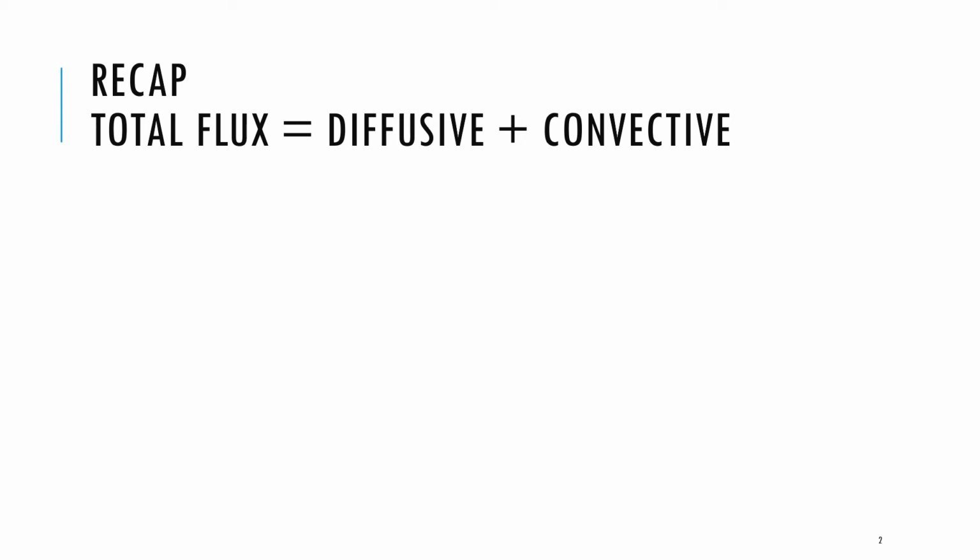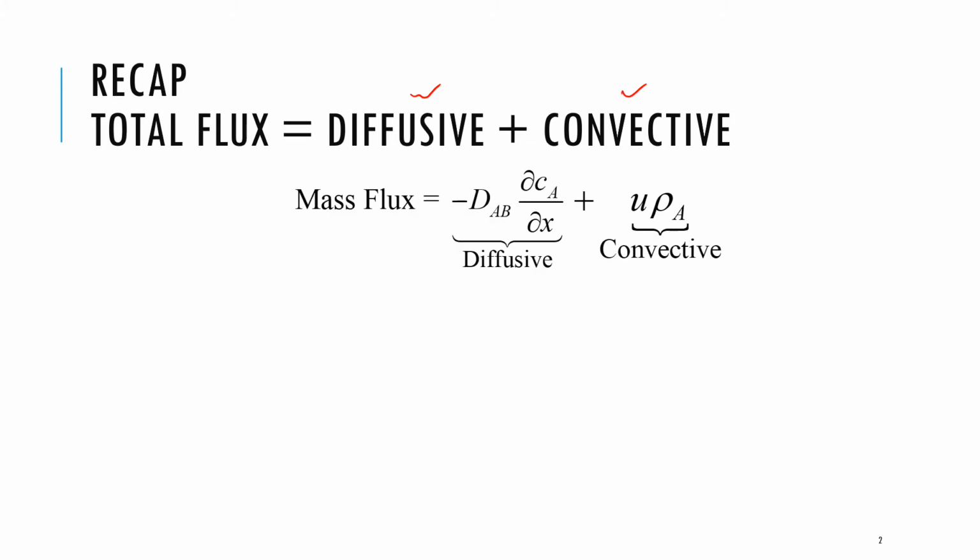Recap that all the different types of flux we had grouped into two types, diffusive and convective. So total flux in general would be given by diffusive plus convective fluxes added together. So in general, the mass flux equation we had derived has the diffusive component and the convective component.